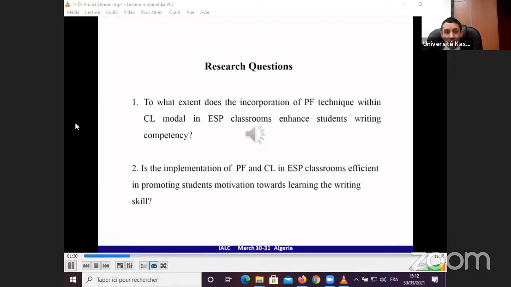In order to achieve these aims, the researcher formulated the following research questions. First, to what extent does the incorporation of the peer feedback technique within the cooperative learning model in ESP classrooms enhance students' writing competency? Second, is the implementation of peer feedback and cooperative learning in ESP classrooms efficient in promoting students' motivation towards learning the writing skill?